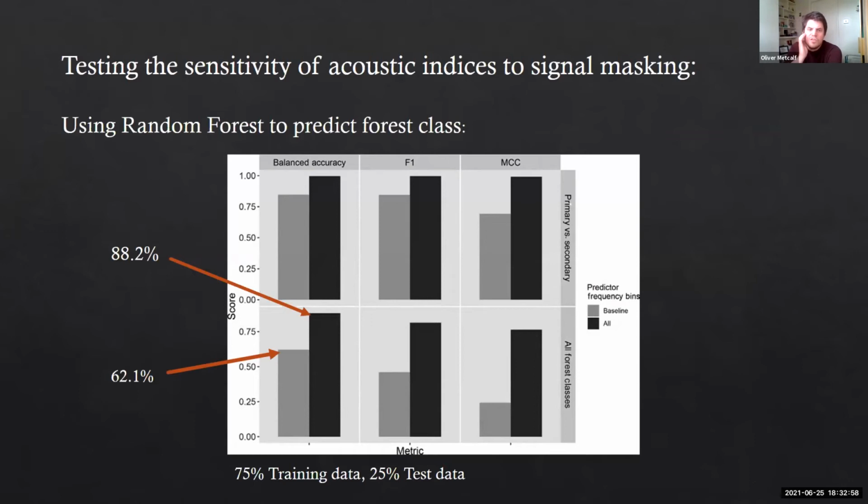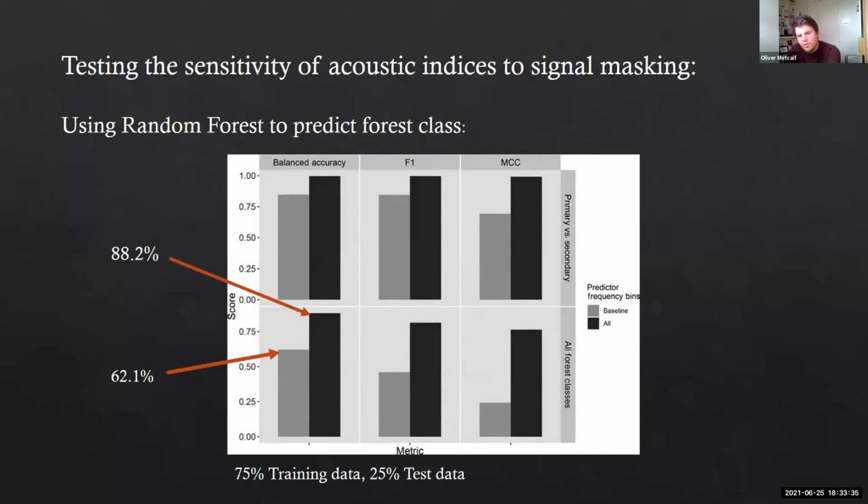too bad there. So what we did was we used those acoustic indices to train a random forest to predict our forest classes. The first random forest we trained was just predicting between primary and secondary forest. And we can see the balanced accuracy for that random forest is about 80%, but just for the baseline class. But for using all of the different time frequency bins, we got 99.6% accuracy. So almost all the time it was able to tell the difference between primary and secondary forest, which are our most distinct classes. But I think even more impressively is when you look at all forest classes.